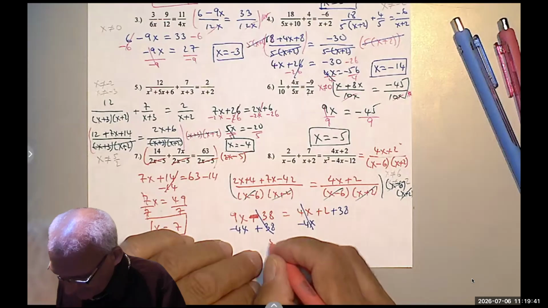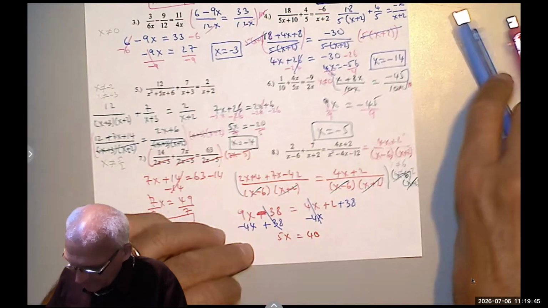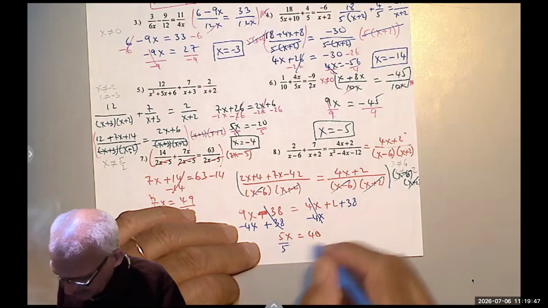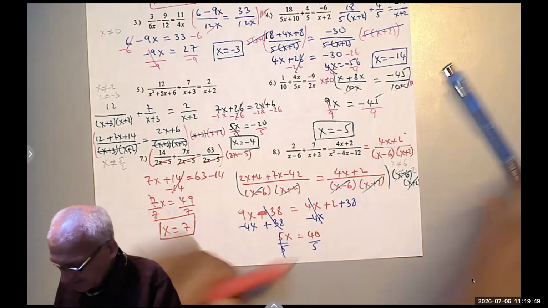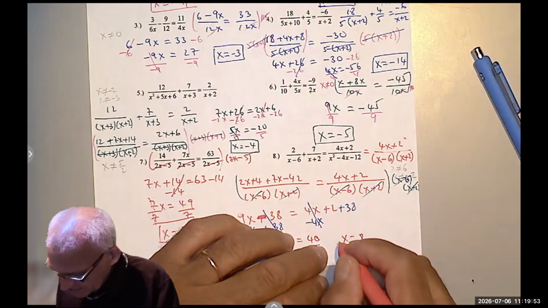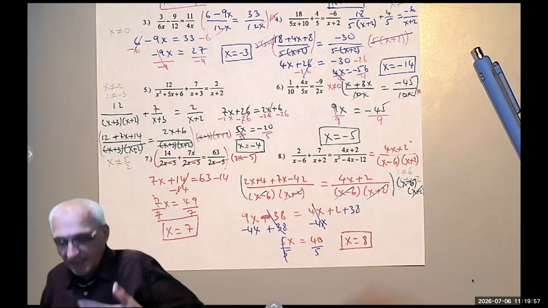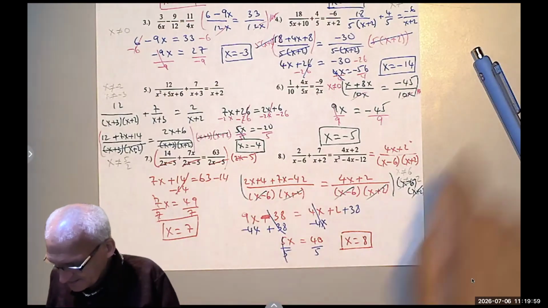I get 5x equals 40. I'm going to divide by 5 both sides. And I get x equals 8, which is neither 6 or negative 2. So I'm okay. Again, you want to check your answer.